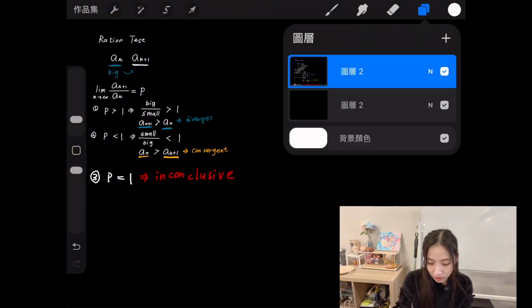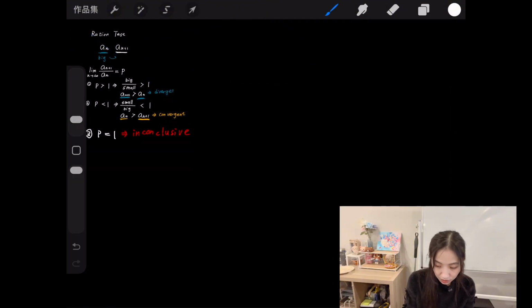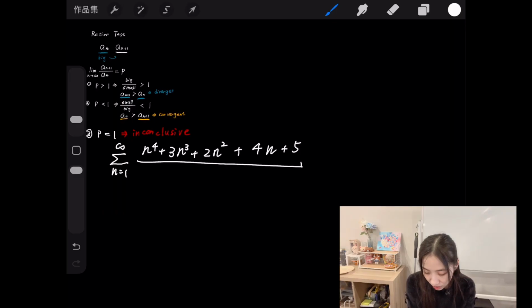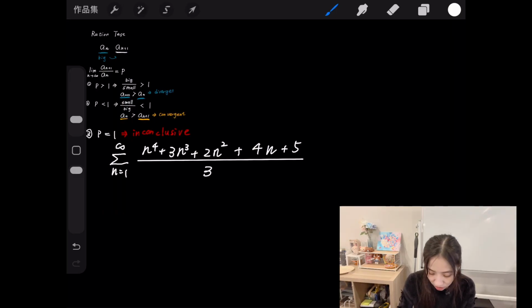Okay, now we can use an example to test what we just taught. Sigma from n equals 1 to infinity of n to the power of 4 plus 3 times n to the power of 3 plus 2 n squared plus 4 times n plus 5, all over 3 to the power of n. Let's use the Raabe test to see if this series is going to be divergent or convergent as it goes to the infinity. So let's just put the equation here.